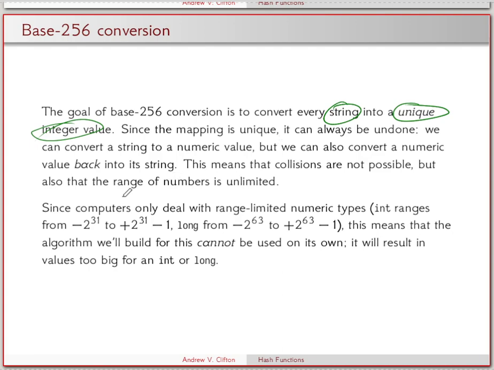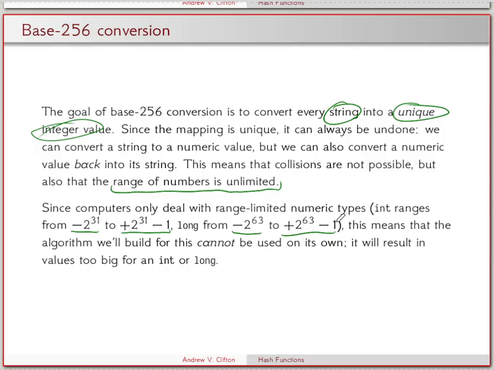Now, the problem with this is that in order for this to work, how many strings are there? There's unlimited. So we need numbers that are unlimited as well. That doesn't exist in computers. Our numerical types are always limited in their range. Int is from -2 to the 31 to +2 to the 31 minus 1. Long extends that range, but it's still range limited.